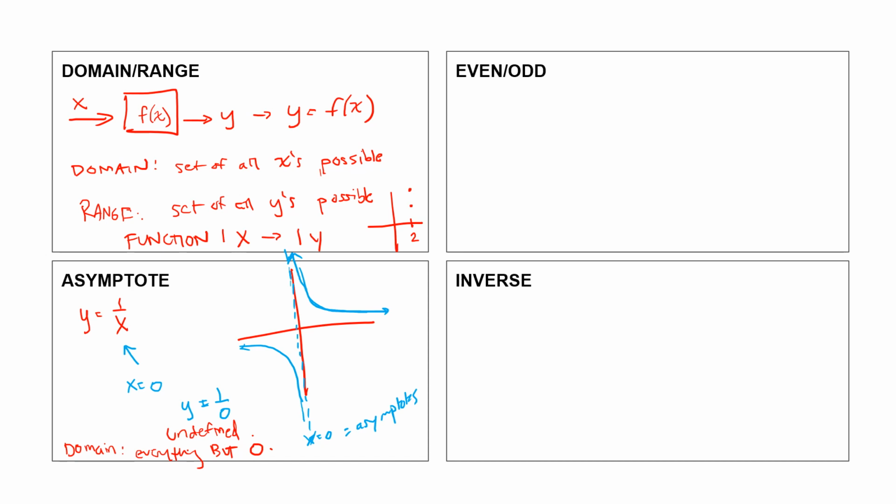Okay. Now in the top right, we're going to talk about even and odd functions really quickly. In its simplest form, an even function is where you take f of x, and it will equal f of negative x. Okay. Now an odd function behaves slightly differently. An odd function is where you take f of negative x, and that will equal negative f of x.